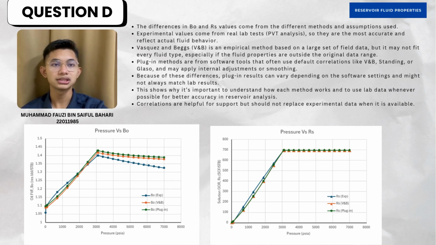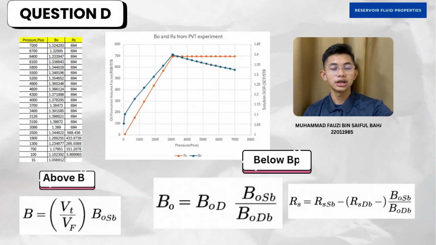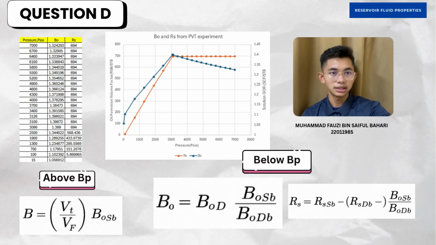So next, I will discuss the method we use to collect the data. Okay, so as you can see in the table, this is the data for solution gas oil ratio and oil formation volume factor. The method we use is a formula and Excel. We put the equation in Excel and collect the data.